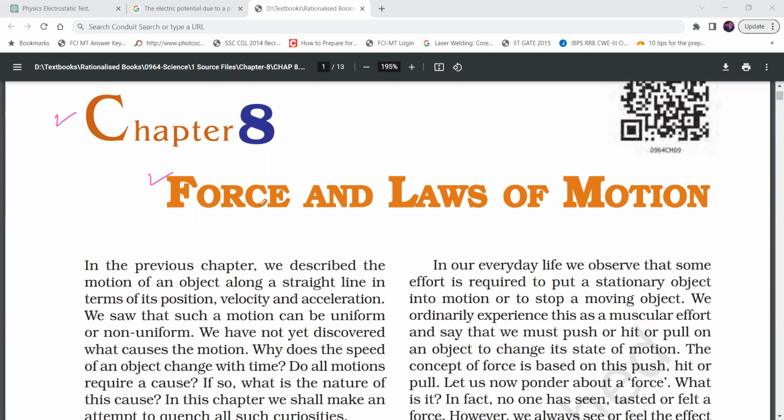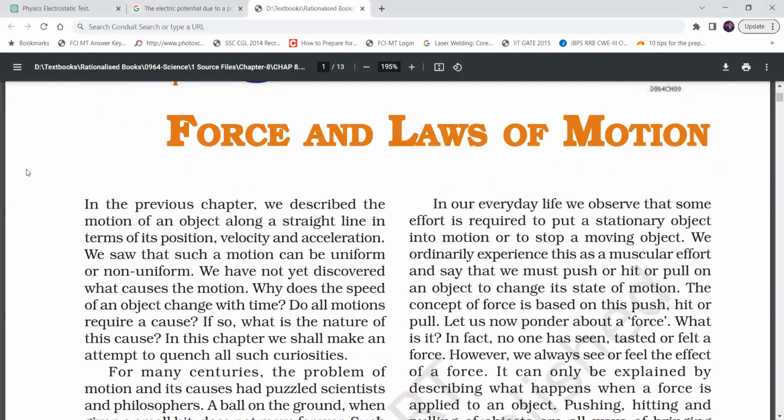First of all, I go through the NCERT completely. I read each and every line word by word, and then I only highlight the important terms. For example, let me go.